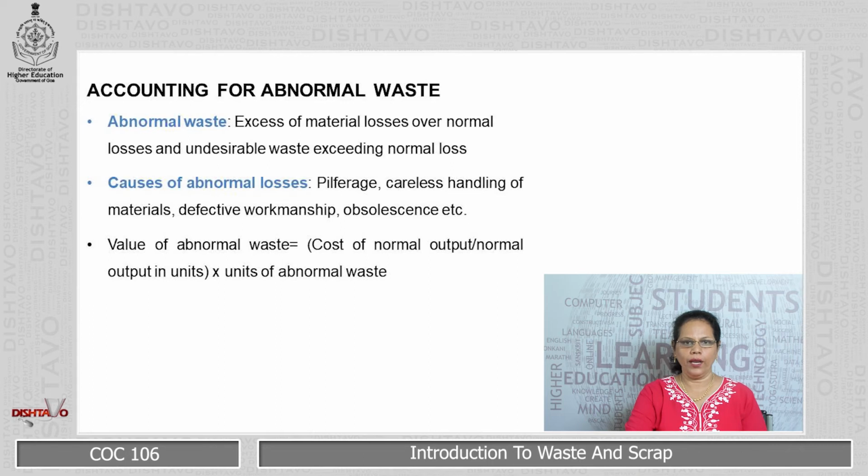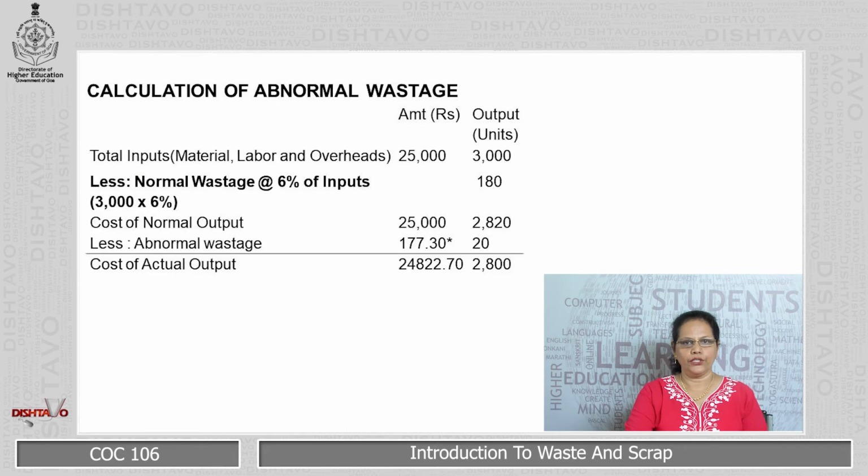The formula of calculating abnormal waste is equal to cost of normal output divided by normal output in units multiplied by units of abnormal waste. Let us take an example to calculate abnormal wastage whereby we calculate cost of actual output.